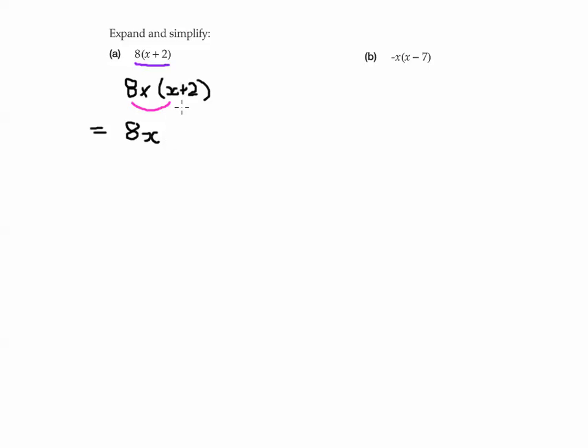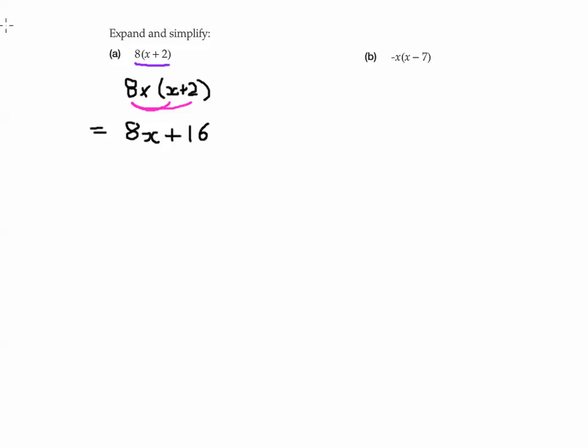And then what you've got to do is times the next number. So we've timesed the first one, 8 times x. So let's times the second one now. So 8 times 2. Now 8 times 2 is basically 16. So 16 is a positive number, so it will just be plus 16. And that's it. That's all we need to do with our expanding. So it's 8 times x, which will be 8x, and then we've got 8 times 2, which will be 16. So 8x plus 16. That's how you expand brackets.